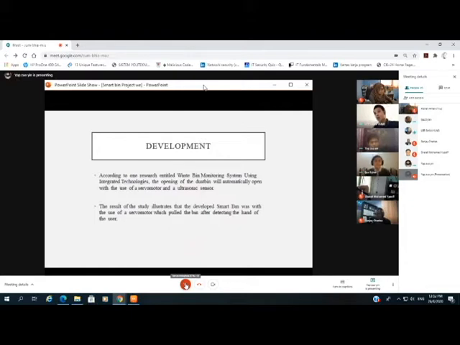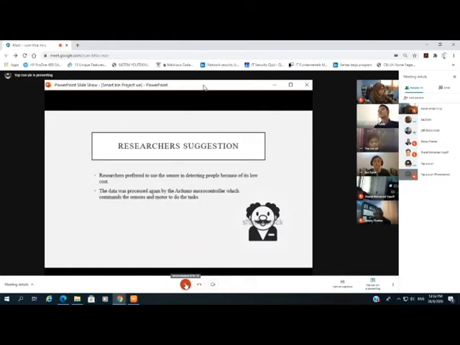The result of the study illustrates that the developed smart bin used a servo motor which pulled the bin open after detecting the hand of the user. The research suggestion. The research preferred to use the sensor in detecting people because of its low cost. The data was processed again by the Arduino microcontroller, which commands the sensor and motor to do the task.